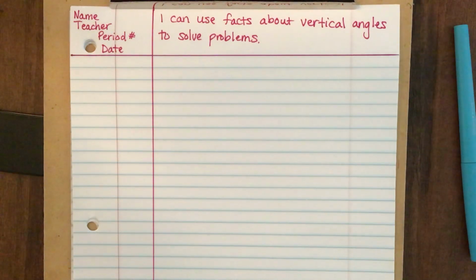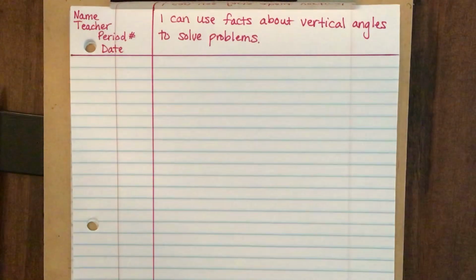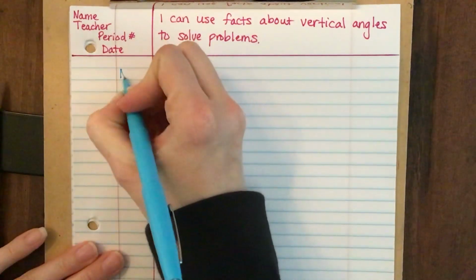If you are taking notes, go ahead and take a moment, pause the video and set up your notes. We're going to be talking about vertical angles today. The key thing that you want to keep in mind as we're talking about vertical angles is that they are congruent. So let's add that little note.